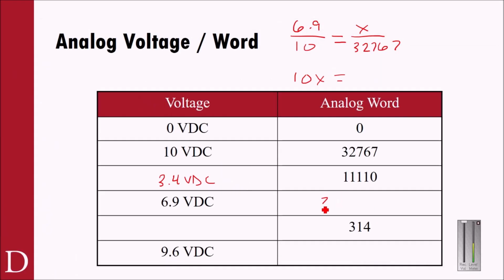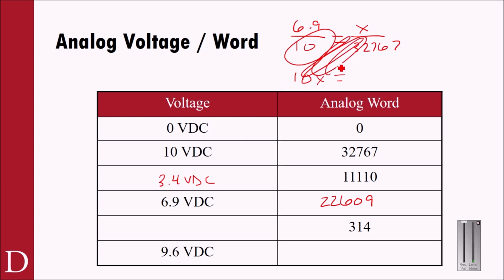The reason why I like these numbers is they kind of make sense here, right? So 6.9 is about 2/3 of 10 volts, isn't it? So it would make sense if the full range was 32,000, I might expect about 2/3 of that for 6.9 volts. That makes perfect sense.